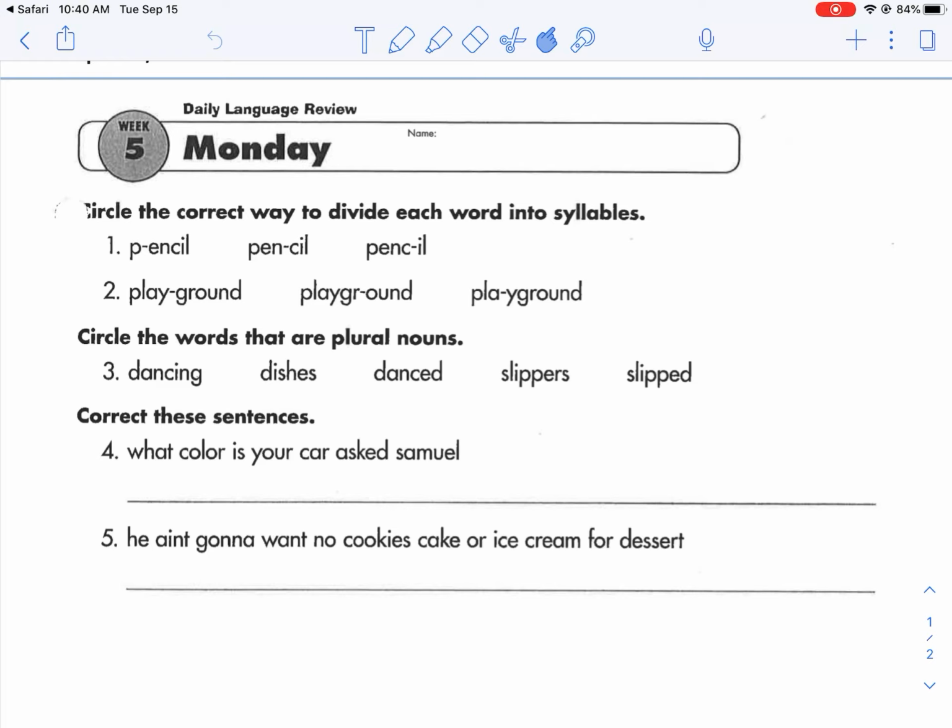Today at home, you are going to try this daily workbook page. You can either follow along with me and then submit it, or you can try it on your own and then watch the video and check your work.